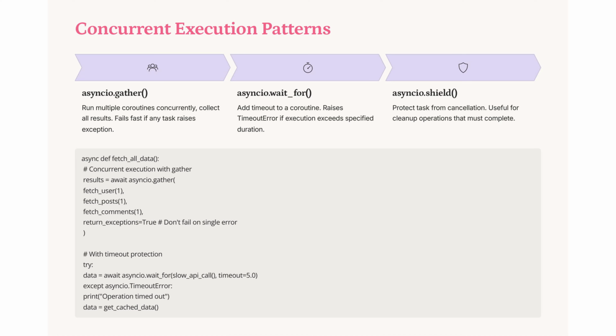Concurrent execution in asyncio is powerful. Use asyncio.gather to run multiple coroutines and collect results, failing fast on exceptions. asyncio.wait_for adds a timeout, raising a TimeoutError if exceeded. asyncio.shield protects tasks from cancellation, ensuring critical operations complete. These patterns optimize performance and reliability in asynchronous programming.